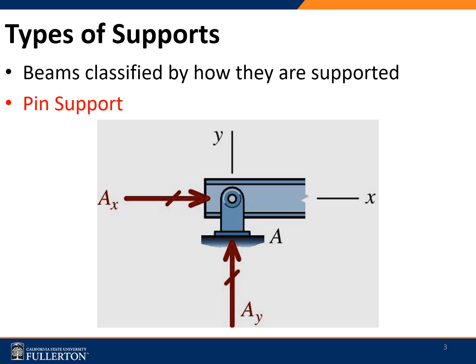As you can see in this figure, a pin support prevents translation in two orthogonal directions. For beams, this means that the displacement parallel to the longitudinal axis of the beam, in this case the x-axis, and perpendicular to the longitudinal axis, the y-axis, are restrained at the supported joint. So while translation is restrained by a pin support, the rotation of the joint is still permitted.